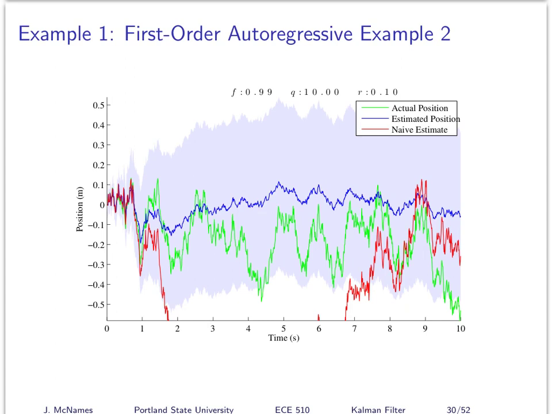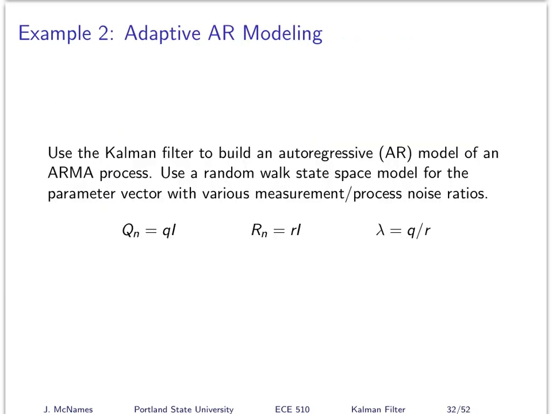This is just another run, I think, with the same parameters. Yeah, 0.99, 10, and 0.1. I did 3 of each. Okay, and then one other example I wanted to show you. And this is really cool.